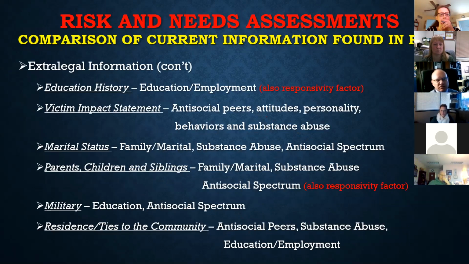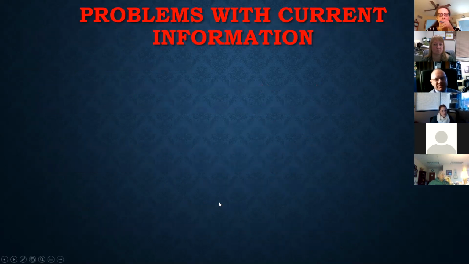You look at educational history, victim impact statement. Again, these are all the criminogenic risk factors that we're looking at, that were being captured in a traditional pre-sentence investigation. And they just didn't know it until we got the risk needs response.